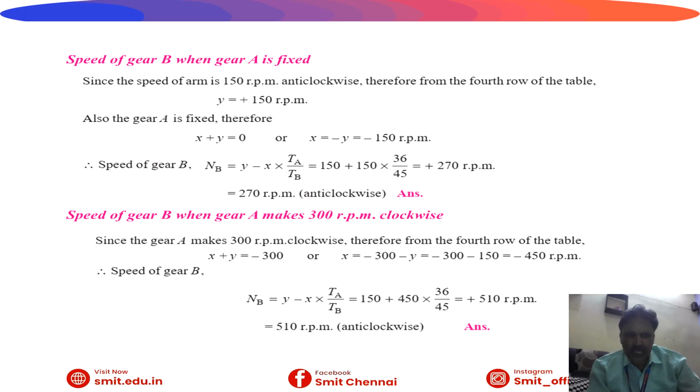The next condition is the speed of gear B when gear A makes 300 rpm in clockwise direction. What is the meaning of this? When gear A makes 300 revolutions per minute clockwise, from the fourth row of the table, because in our assumption we took anticlockwise as positive, clockwise will be minus. So X plus Y equals minus 300. Substituting, Y goes to the right-hand side as minus Y, so minus 300 minus 150 gives minus 450 rpm. Upon substituting, we get NB equal to 150 plus 510, in the anticlockwise direction.